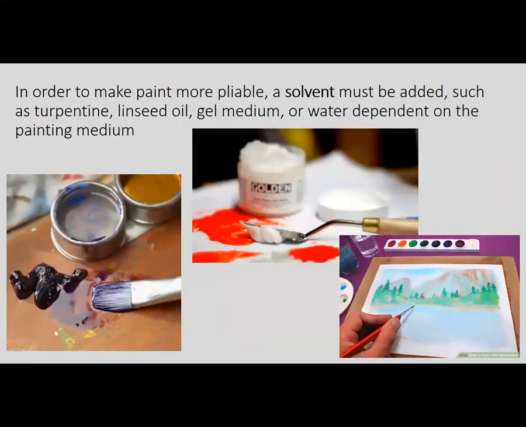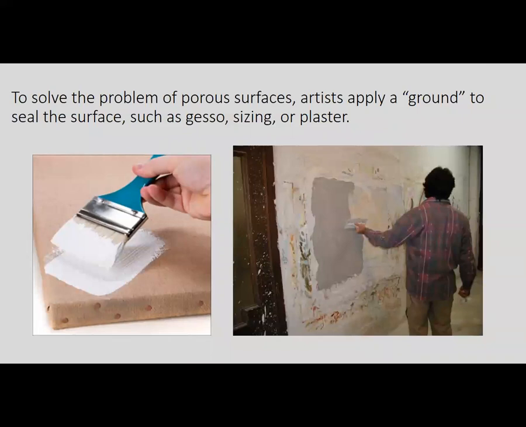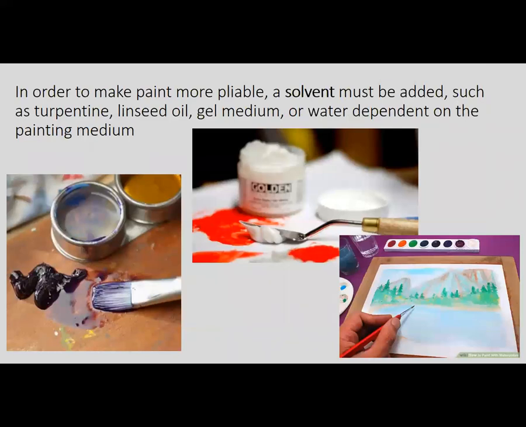With paper, they use sizing, with canvas, they use gesso, and with masonry walls, a lot of times they'll use plaster, but all three achieve the same purpose of making the surface less porous. It seals the surface. In order to make paint more pliable, a solvent has to be added to it, which we also call medium. That solvent can be turpentine, linseed oil, gel medium, or water, depending on what the painting medium is.